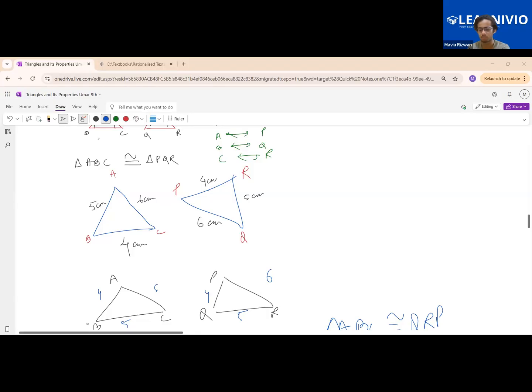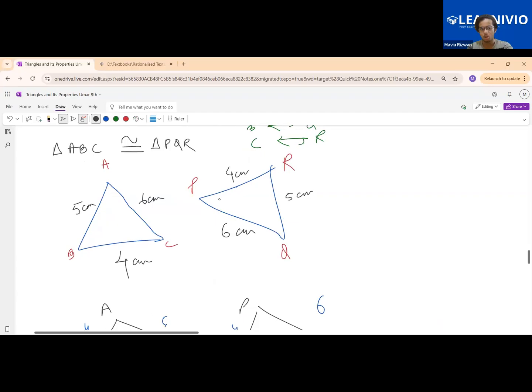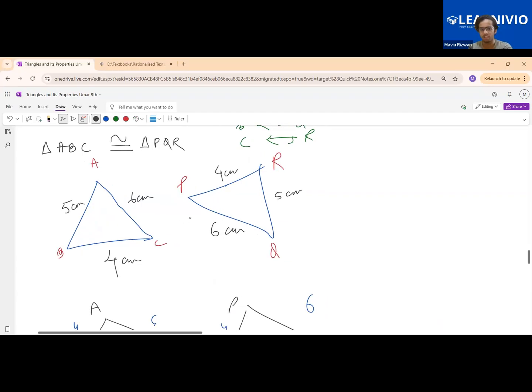Sir. Yes, Umar. Sir, those triangles are not congruent. No, not congruent? See, Umar, they are congruent because if I, let's say, tilt PQR, I can say the triangle ABC is congruent to the triangle.